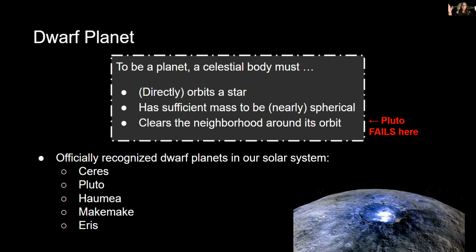A dwarf planet is basically something that doesn't fit at least one of these qualifications, and it must also not be a satellite. A satellite just refers to any natural body orbiting a celestial thing. So a moon is considered a natural satellite of the Earth. So as long as it's not a natural satellite and it doesn't fit one of these criteria, it could potentially be considered a dwarf planet. All right, next slide.